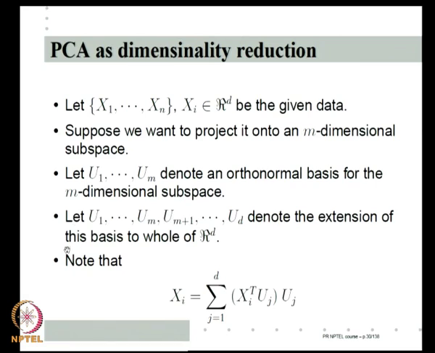So, because this is an orthonormal basis, any xi can of course be represented as a linear combination of the vectors u1 to ud, and the coefficient of the linear combination will be simply xi transpose uj because it is an orthonormal basis, right. So, xi can be written as sum over j is equal to 1 to d of xi transpose uj times uj. Okay. So, it is written as a linear combination of these basis vectors uj and the coefficient of the linear combination is xi transpose uj. This is the standard representation in any orthonormal basis.